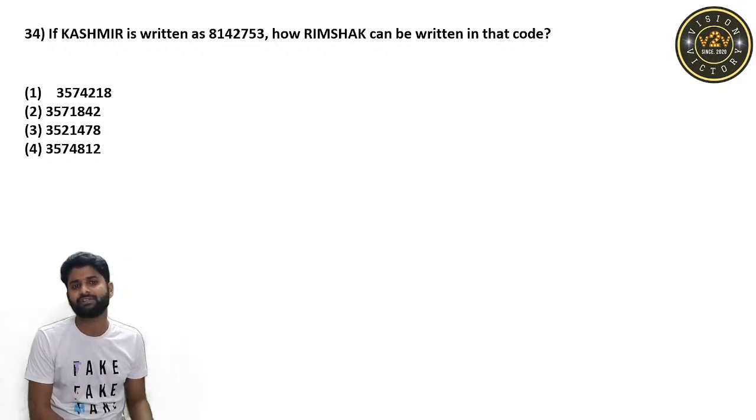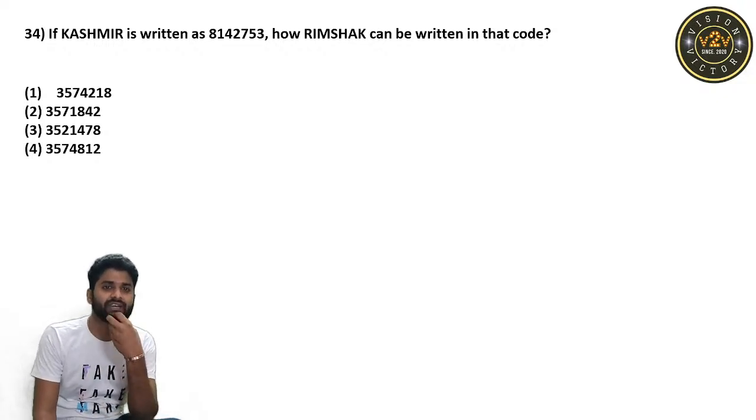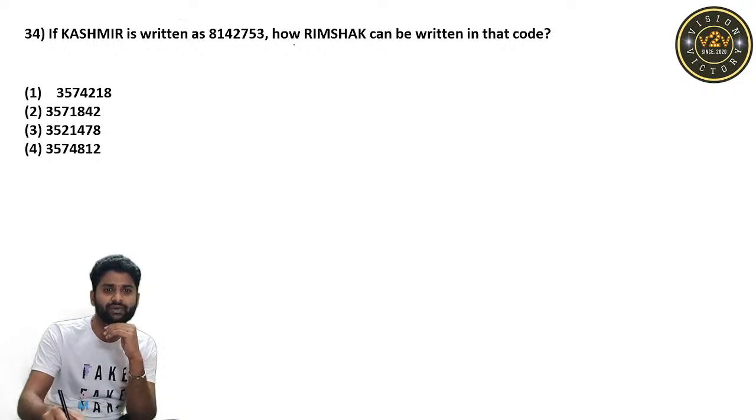Next, if Kashmir is written as 814273, how can Rimshak be written in that code? Now you can see the same letters directly. You can take those numbers for RIM. RIM, last three numbers are 357.